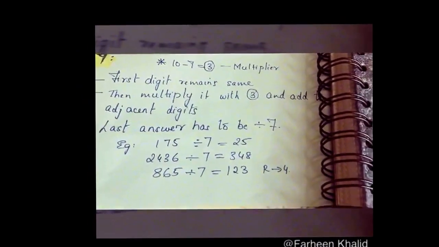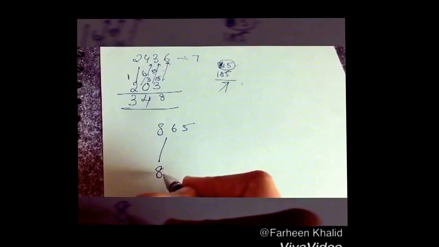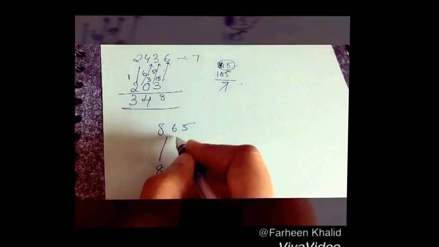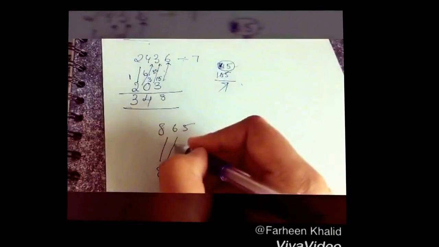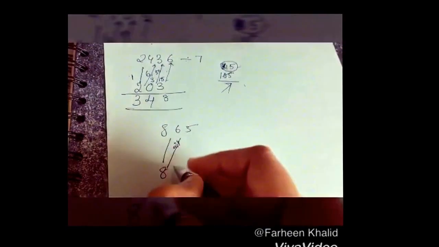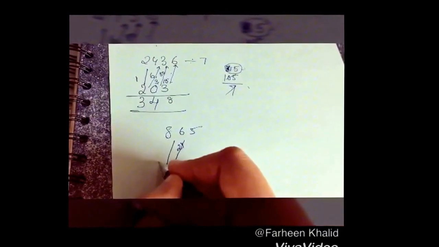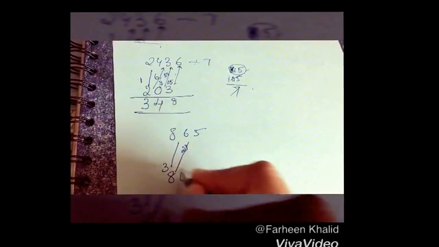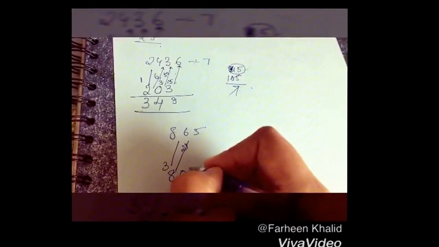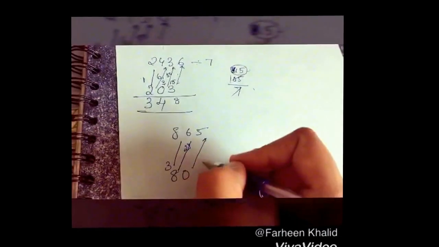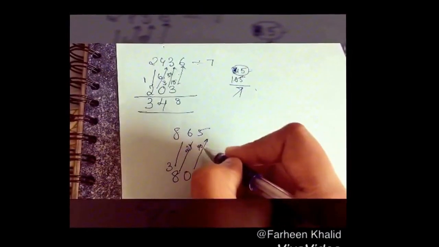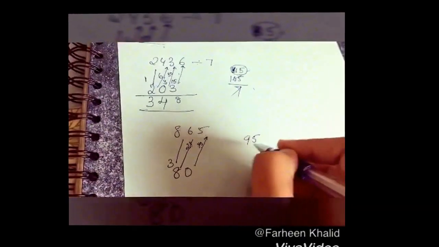So the example here is 865. So let's do it. 865, you put the 8 as it is, and then you multiply by 3. 8 times 3 is 24. So you add the 24 to the 6, it makes it 30. Okay, you put it here. Now this time it's again 30 times 3, which is 90. So 90 plus 5, so it's 95 here.